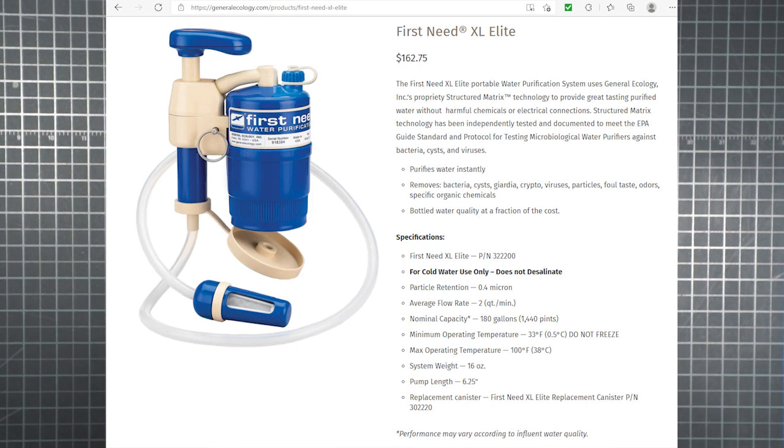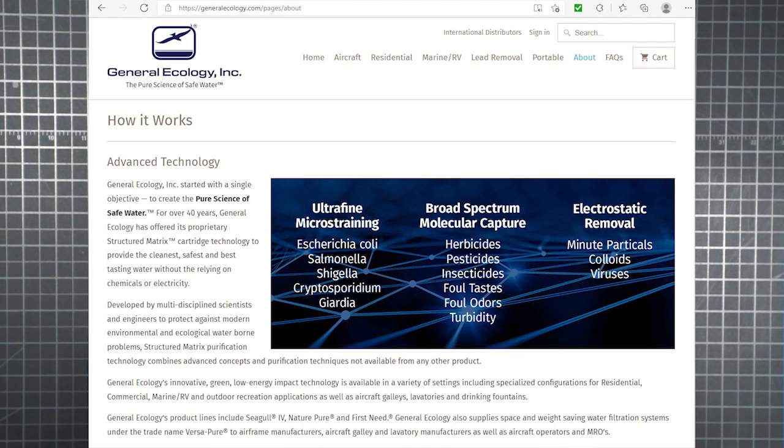The First Need XL Elite is a 1-pound pump filter that's been around for decades. It has a 2 quart per minute flow rate and a nominal capacity of 180 gallons. In addition to the ultrafine microstraining of larger particles, it also utilizes broad spectrum molecular capture and electrostatic removal to filter out everything from chemicals to viruses.